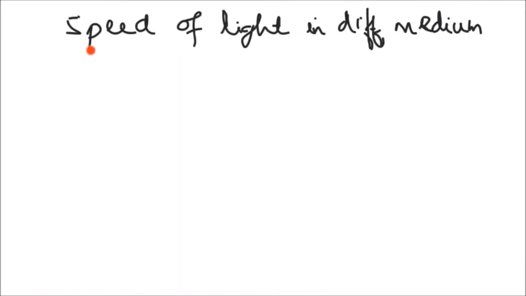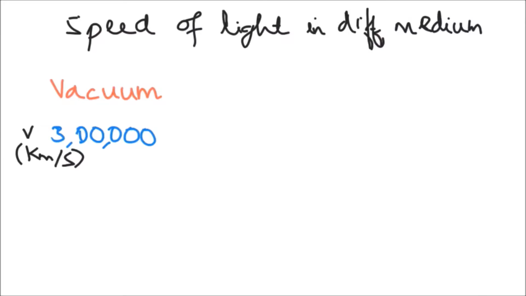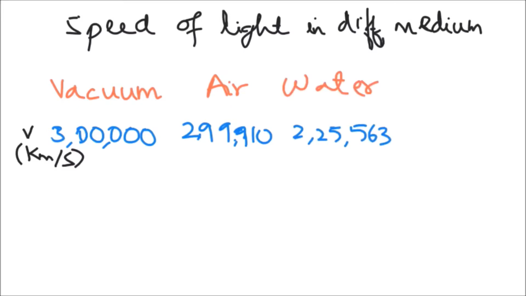Let's look at the speed of light in different mediums, which is the cause for the refraction of light. In vacuum, it is 3 lakh km per second. In air, it is 2,99,910 km per second, which is slightly lower than the speed in vacuum. In water, it is relatively less, 2,25,563 km per second, and the least is in the solids. For example, in glass, it is 1,97,360 km per second. Why does the speed of light drop from vacuum to air to water to glass?